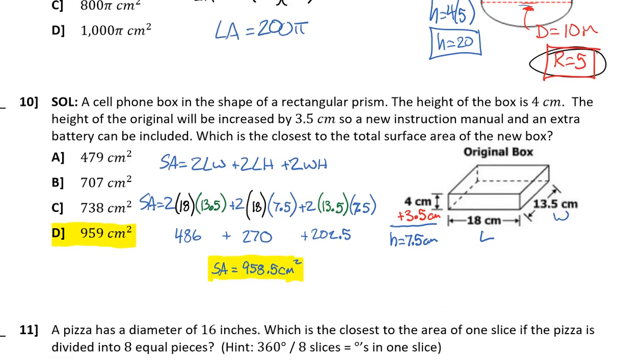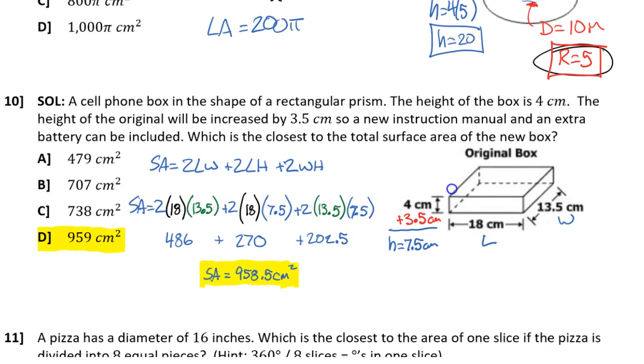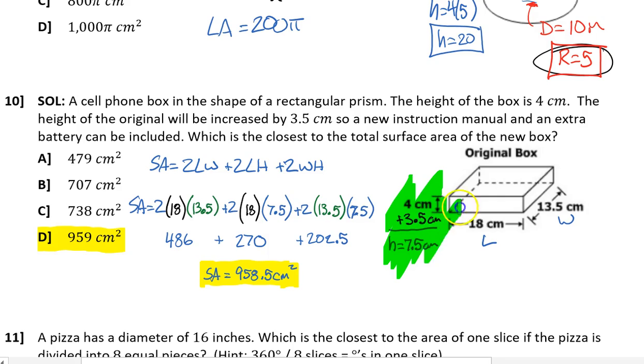Question number 10, you can see it's done here. Key parts of doing this problem. This is an old SOL question as well. We're given an original box with a height of 4, length of 18, and a width of 13.5. So if I was asked to find the surface area, we would go ahead and substitute those values in. However, the key problem occurs right here, where in the original problem it says the height is increased by 3.5 centimeters. So if I take this 4, I add 3.5 onto it, gives me 7.5. So now my new height for the problem is 7.5, which I substitute in.